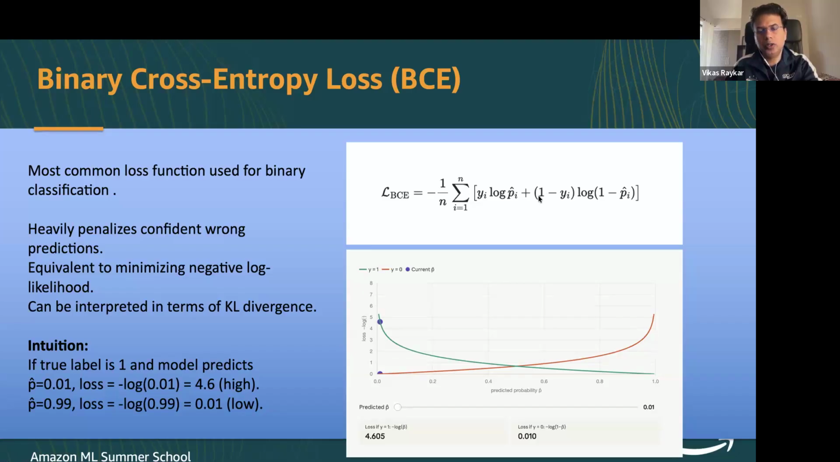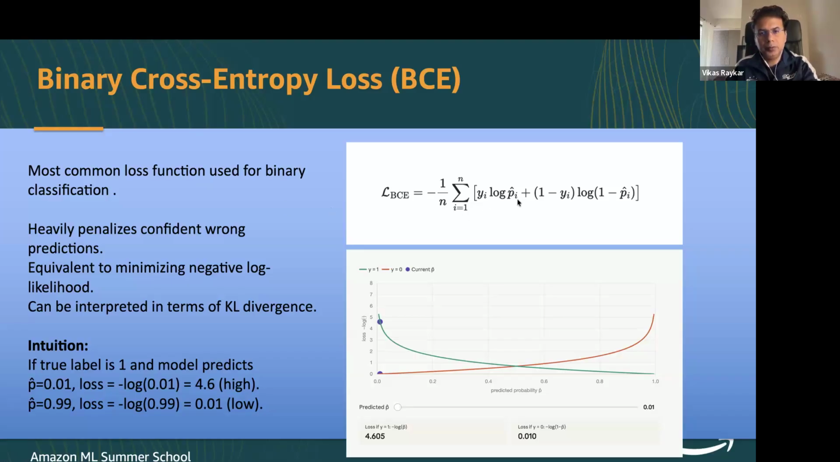Or a neural network, which predicts the probability that your label is equal to 1. So the binary cross entropy is defined as negative sum of yi log pi hat plus 1 minus yi times log 1 minus pi hat. This is one of the most commonly used loss functions for binary classification.